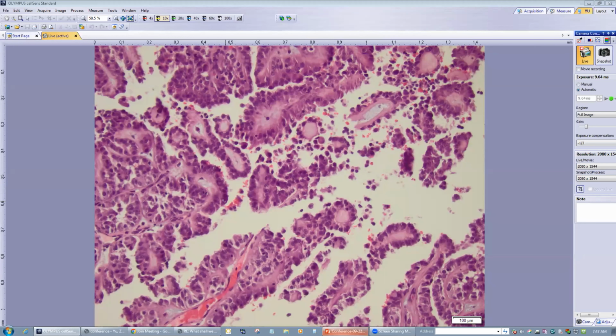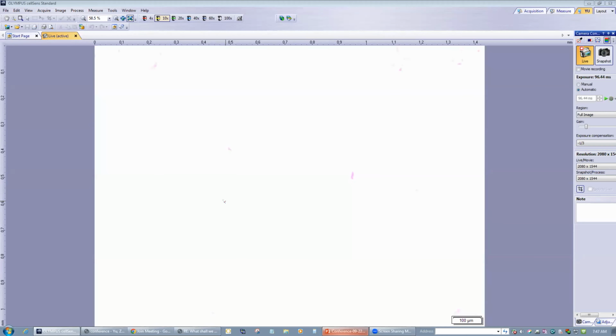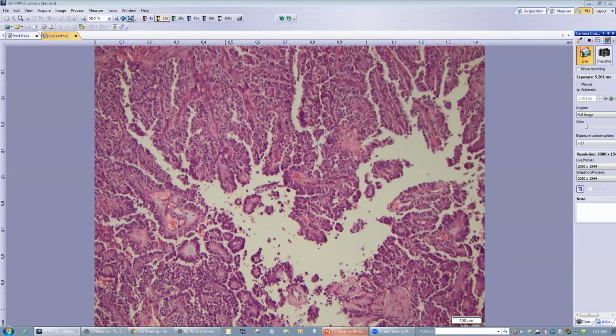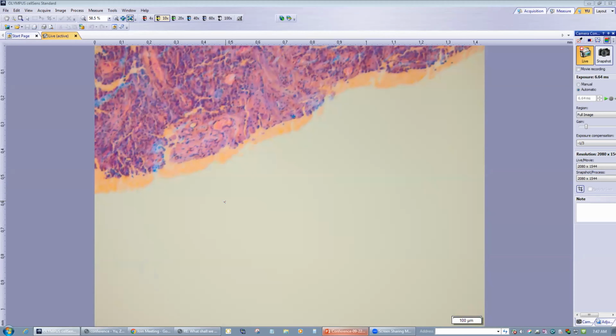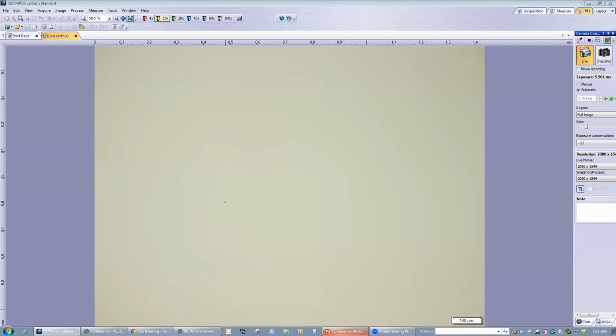So any question on this tumor? So this is another translocation tumor, but the morphology is different. All right. Let's continue.